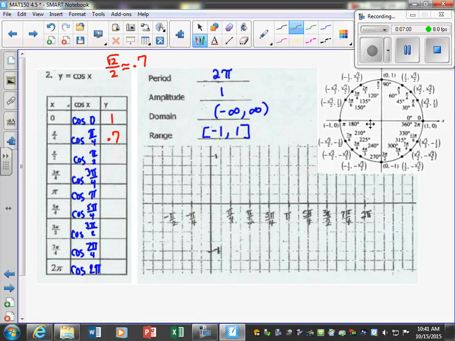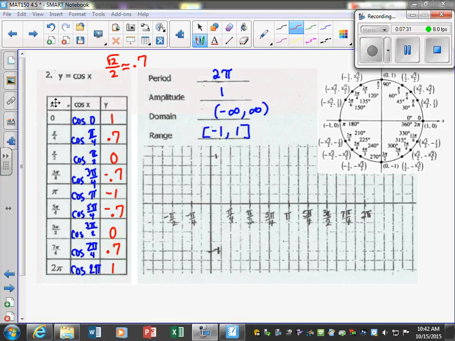Let's do cosine of pi over 2, which is going to be 0. Cosine of 3 pi over 4, come over here, the x value for the cosine is this negative 0.7, and then let's go to pi. Cosine of pi is going to be -1. Now I'm going to pause the video and you finish out the last 4 and then check. Okay, so check those.